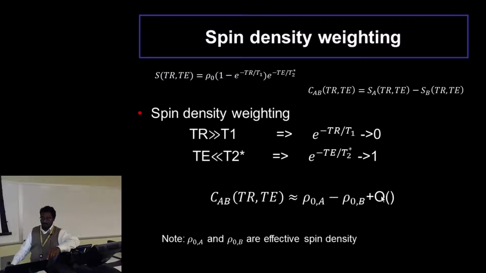Okay, so like I said, it's effective spin density, as we talked about. It includes all those coil parameters, sensitivities, etc. Yeah, that's pretty much it, I guess.